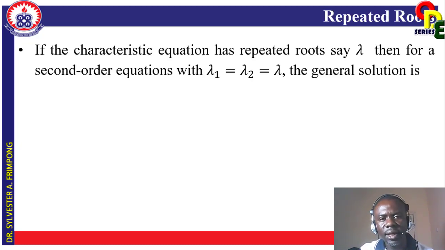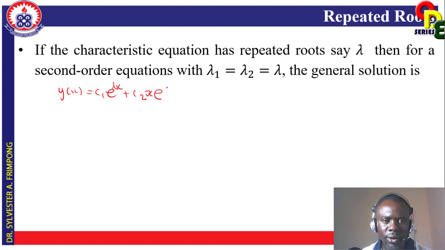Now, if the characteristic equation has a repeated root, say lambda, then for second order, with lambda 1 and lambda 2 being the same, the general solution y of x is simply going to be c1 e raised to the power lambda x, plus c2, but because it's repeated, we multiply the c2 by x, and then e raised to the power the same lambda x. So that is for a second order.